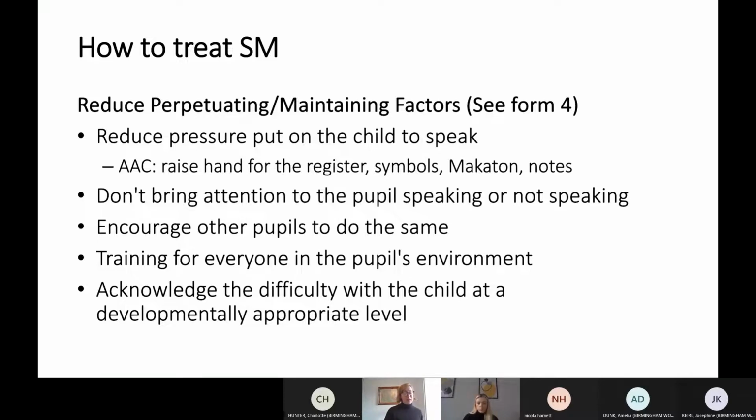The really difficult thing, especially with younger children, is encouraging the rest of the class not to do the same, or in a class where children have learning disability or autism who might struggle to understand. I know you find it really interesting that this child speaks or doesn't speak, but actually let's not talk about it, and let's just treat them the same as everybody else. So as much training as possible for everyone in the pupil's environment.